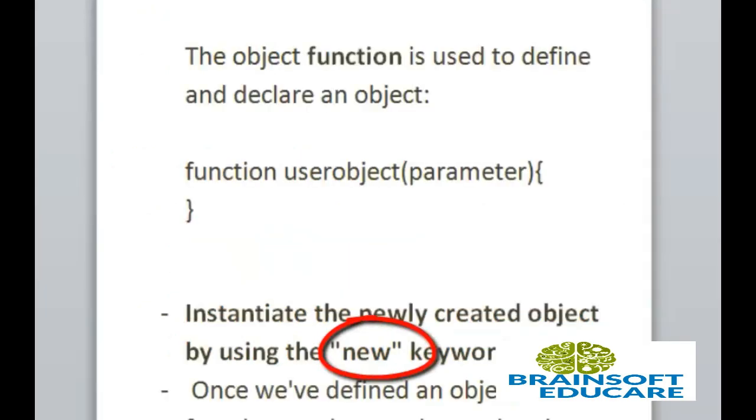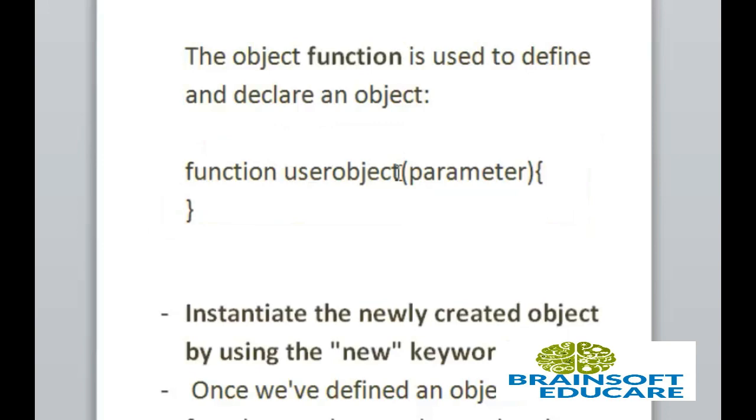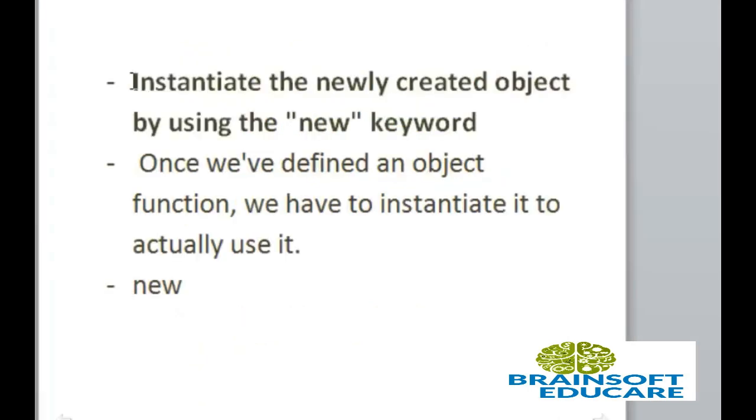First, the object function is used to define and declare an object. Like in this example, here function is our object, user object is the name of the object, and parameter, which is optional, which we are using to pass some values to that object. Second step, instantiate the newly created object by using the new keyword.